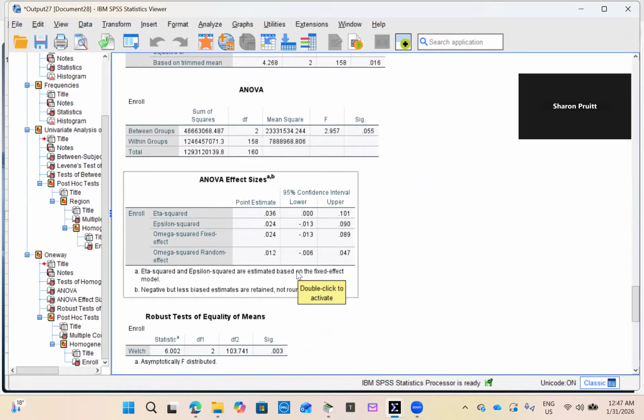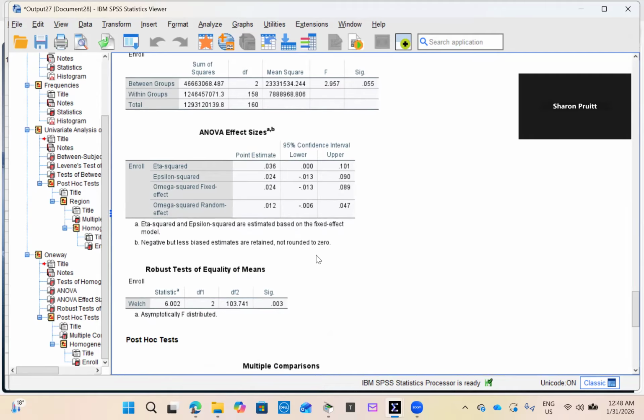Statistical significance does not tell us how meaningful the difference is, so I also examine effect size. The eta squared value is 0.036, meaning that approximately 3.6% of the variance in district enrollment is explained by region. According to conventional guidelines, this represents a small effect size, suggesting that region accounts for only a small portion of enrollment variability.